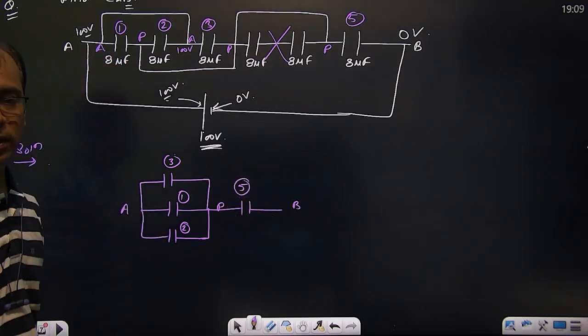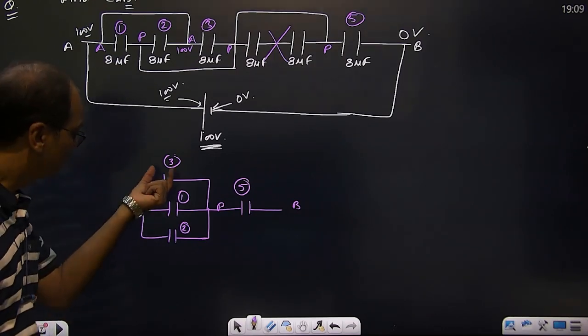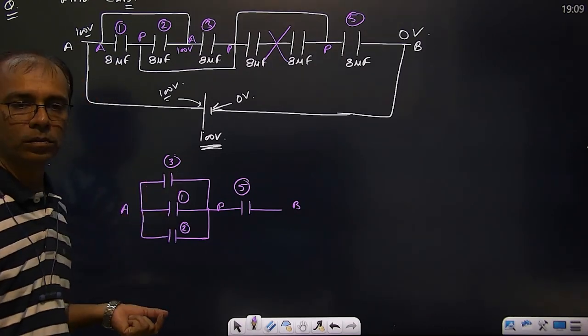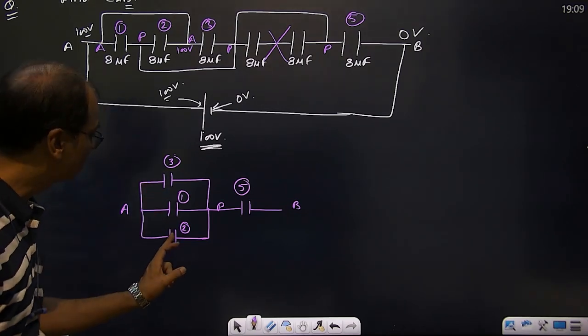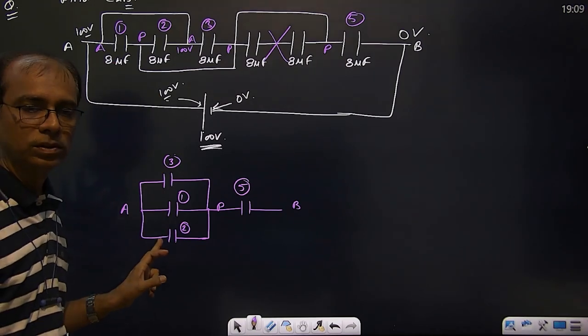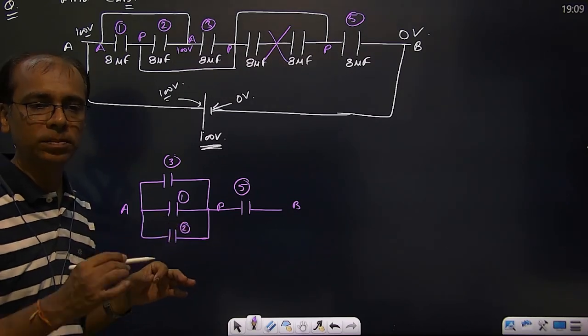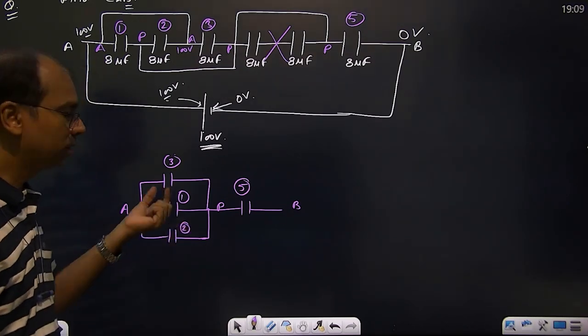He is asking the net capacitance between A and B. Now see what type of connection is there. These three are parallel, and each is 8, no? So these three are parallel, so 8 plus 8 plus 8. In a parallel connection, C equals C1 plus C2 plus C3, so 8 plus 8 plus 8.